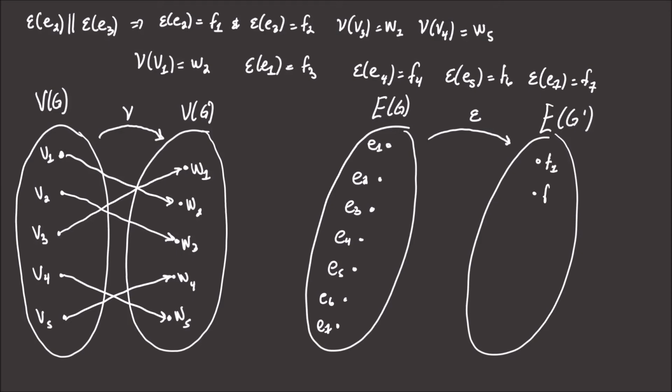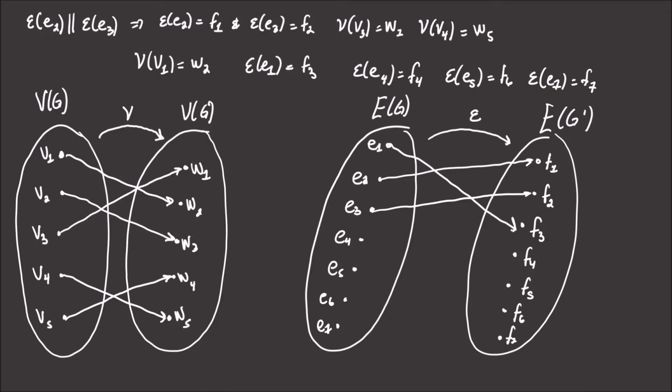These are where the F's go. All right, now we know that E2 will go to F1, E3 will go to F2, and E1 goes to F3, E4 goes to F4, E5 goes to F6, and E7 goes to F7.